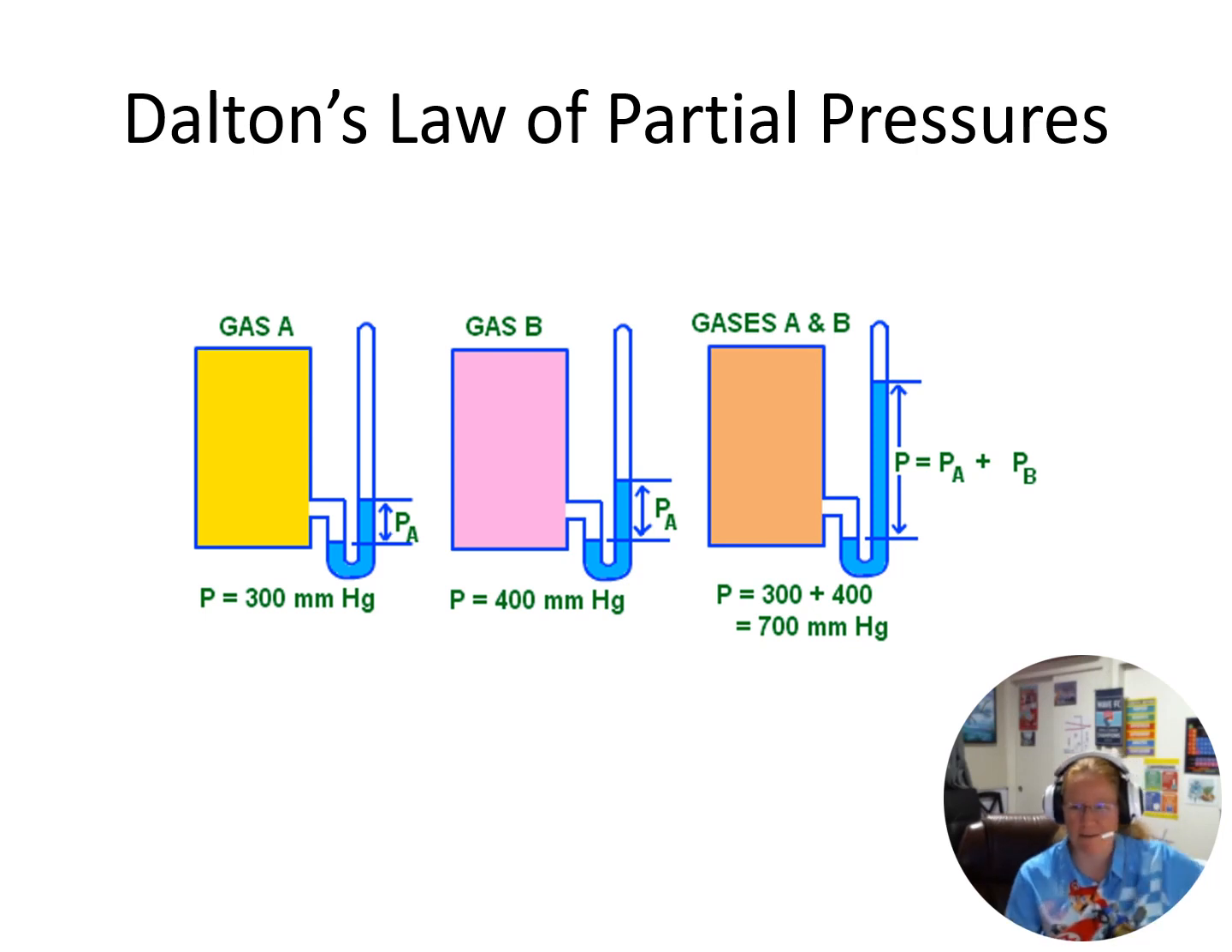Here I have random gas A and random gas B. One's at 300 millimeters of mercury, the other's at 400 millimeters of mercury. If I mix them together, now my gas mixture has 700 millimeters of mercury.